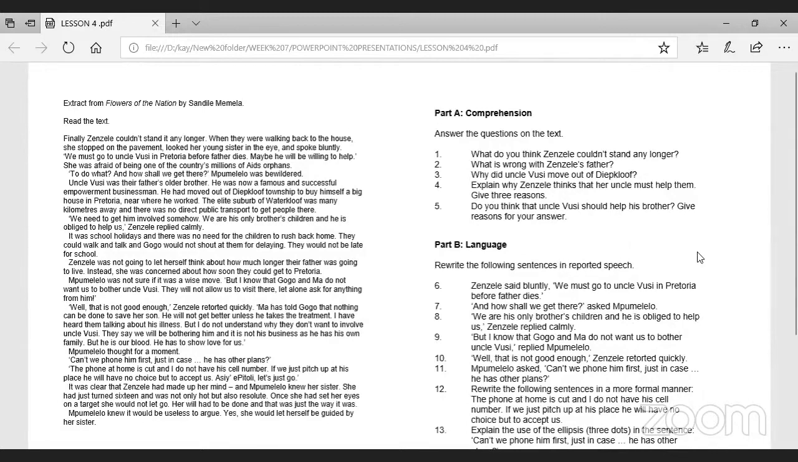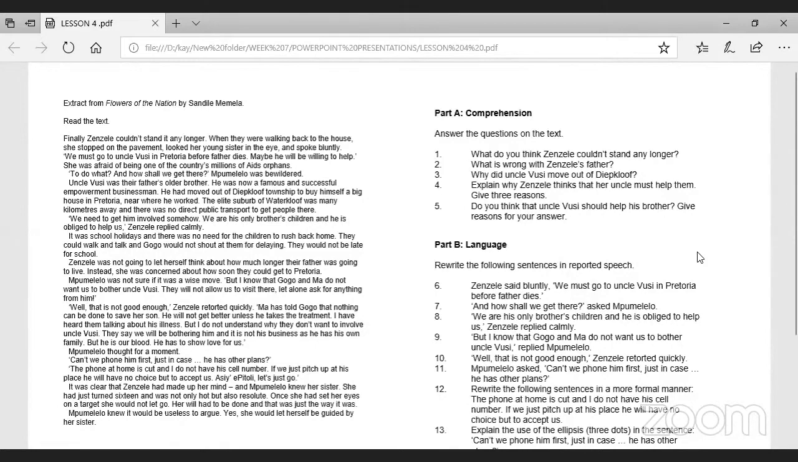Right. Number 3, why did Uncle Vusi move out of Diepkloof? Why did Uncle Vusi move out of Diepkloof? Guys, I even hinted the answers. I even showed you where to look for answers. Okay, so basically he wanted to be near his work. He wanted to be near his work. So if you said that, you can give yourself a mark.